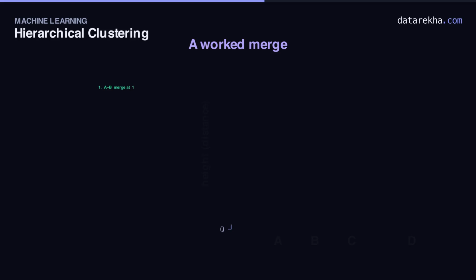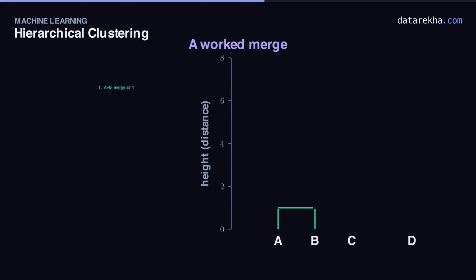So A and B merge first, at height 1, the lowest bracket in the tree. Now recompute under single linkage. The distance from cluster AB to C is the nearest of the two, the minimum of 2 and 3, which is 2. So AB and C merge next, at height 2.